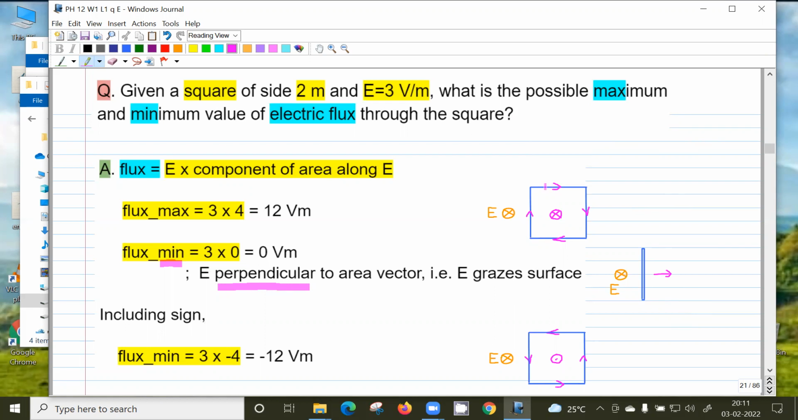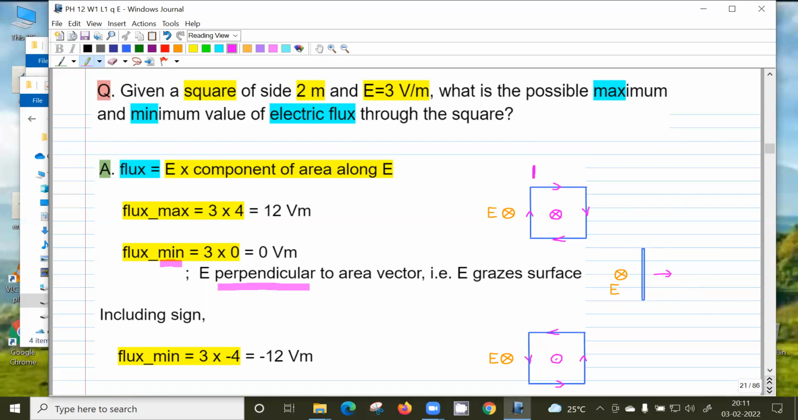So this is the square of side 2 meters, and let this square be in the plane of this paper. The area vector is perpendicular to this surface, so it will be into the plane of paper. You know this notation, right? For a vector, cross means into the plane of paper. Yes, sir. Okay, and let me assume that the electric field is also into the plane of paper. So in this situation, the maximum number of electric field lines will cut this area, right? Yes, sir. Because the maximum area is facing the electric field.